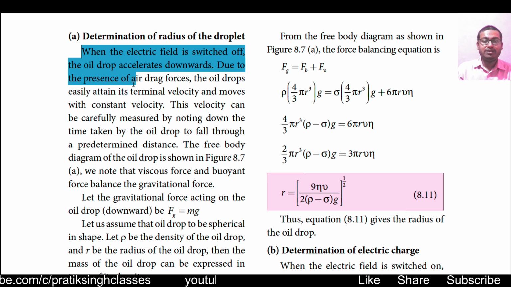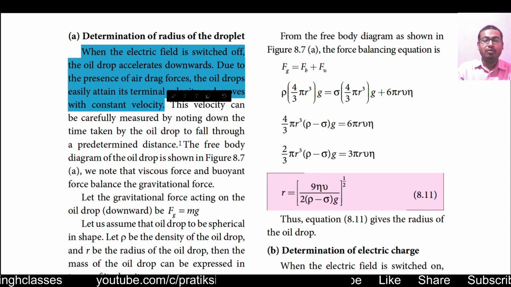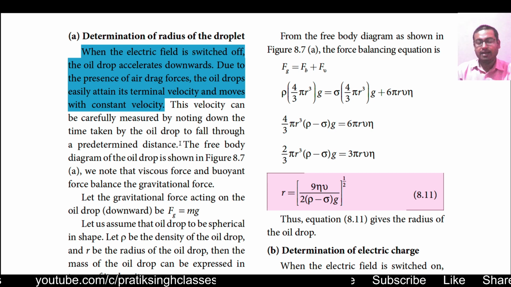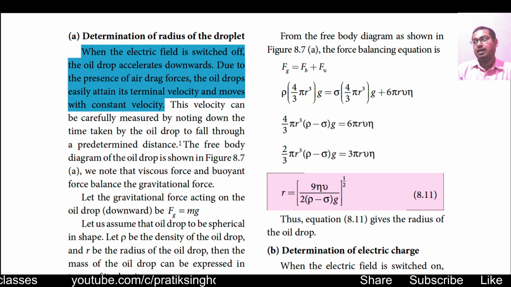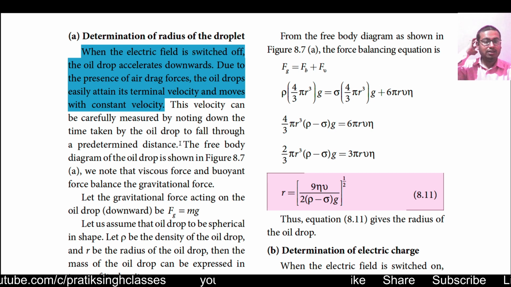Due to the presence of air drag forces, the IL drop easily attains its terminal velocity and moves with constant velocity. What happens here is that the IL drop is very small, and when it falls down, it will have to overcome a very high viscous force because of the air. Because of that the IL drop will get a terminal velocity, after which the upward and downward forces will become equal, and then the IL drop will fall down with a constant velocity.